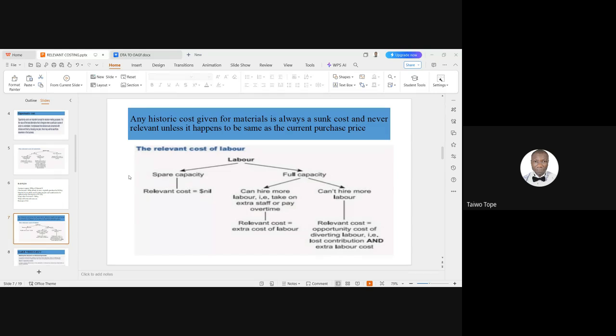So if you look at this diagram, the relevant cost of labor, where you have spare capacity, where you have excess workers, people lying idle without doing anything, the relevant cost at that point will be what? Will be zero, nil, because they are not working to full utilization, to the full capacity as expected.